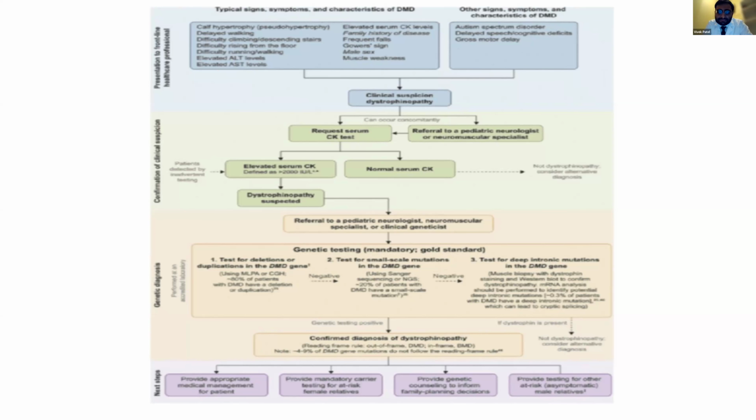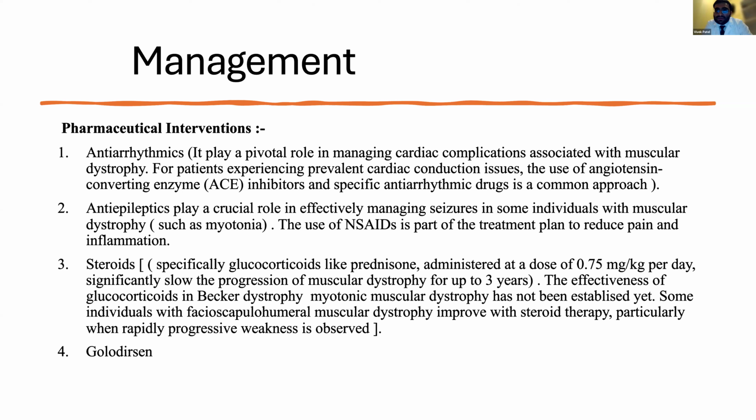And the next thing is mandatory carrier testing for at-risk female relatives, and also testing other at-risk asymptomatic male relatives. And it is very important to provide genetic counseling and to inform the couple to carry out family planning. Now let's have a look at how to manage muscular dystrophy.